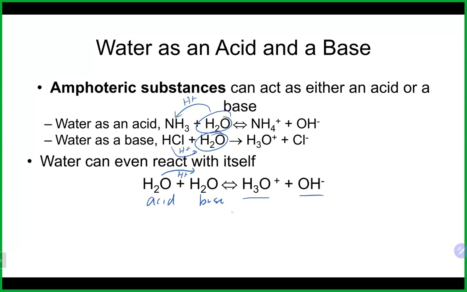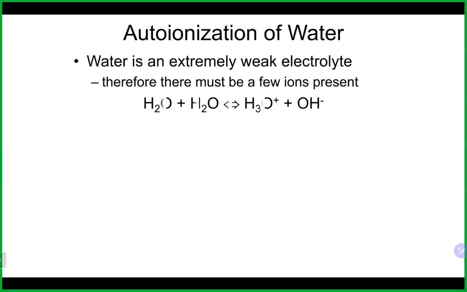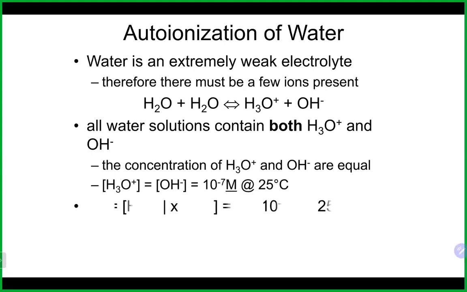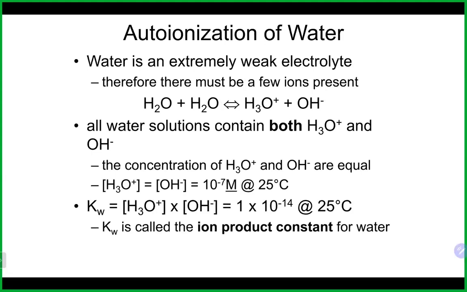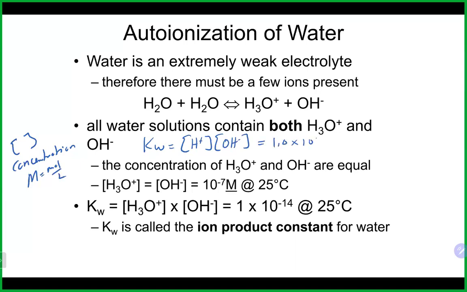The result of this is it sets up an equilibrium for water, and it gives us a relationship known as Kw. Kw is the equilibrium constant for water. Kw is the concentration of H plus times the concentration of OH minus. When you see those brackets, that means concentration, basically molarity, moles per liter in most cases. And that equals 1 times 10 to the minus 14.